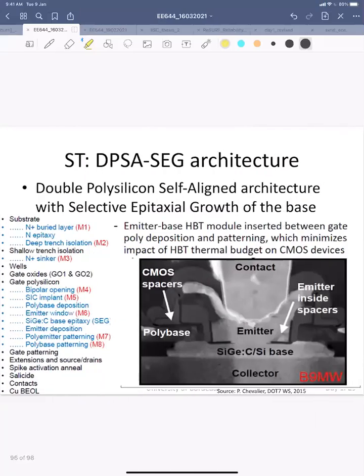You see, this is a typical cross section of an HBT. You have the emitter, you have silicon germanium, this is the base, and this is my collector. So you see, this is the base region, the intrinsic part of the base, and the extrinsic part of the base.